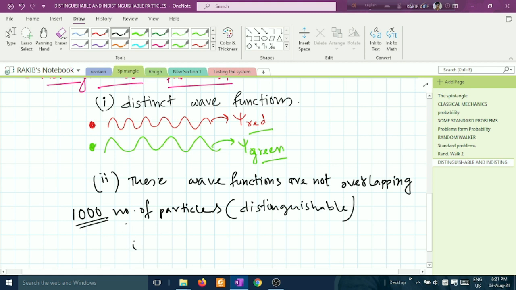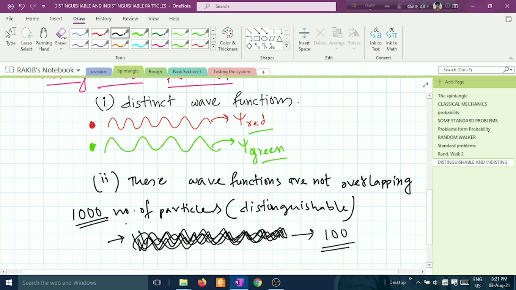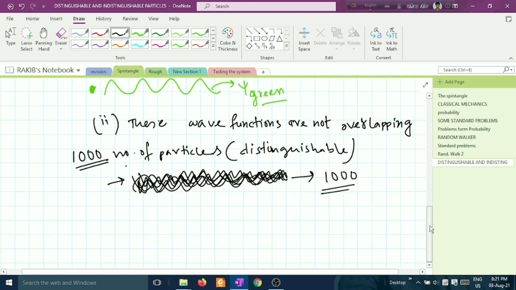If the characteristic wave of each particle, this is the wave of, say, the first particle, this is the wave of the second particle, this is the wave of the third particle, this is the wave of the fourth particle, this is the wave of the fifth particle, and so on. After overlapping of the wave functions of 1000 particles, you cannot distinguish which was the wave of the first particle. You cannot distinguish. Okay, this was the second property.